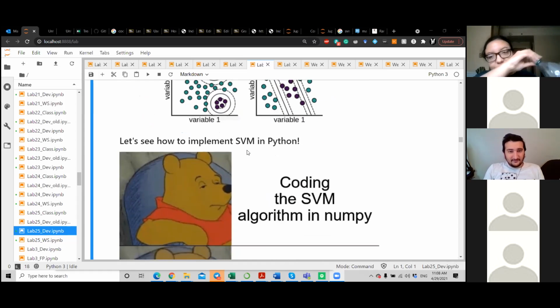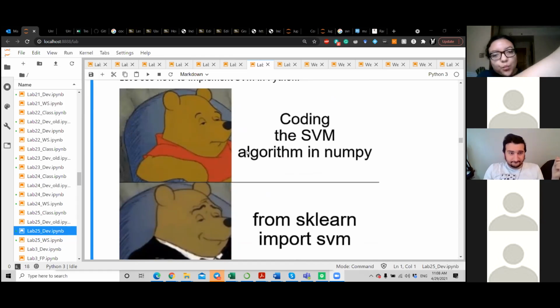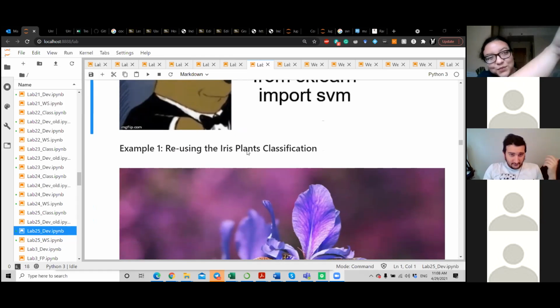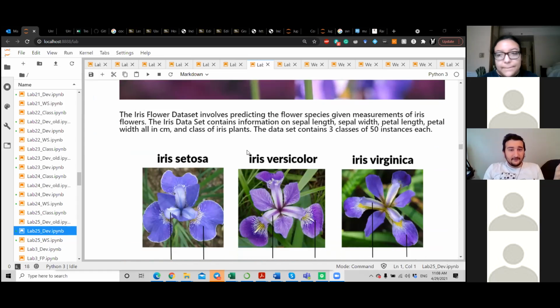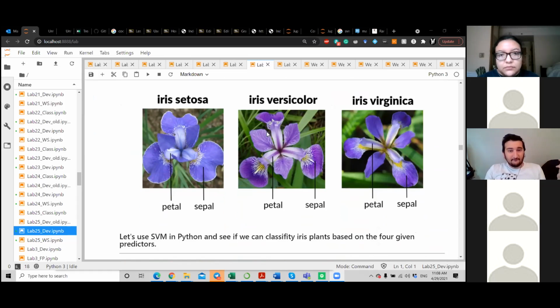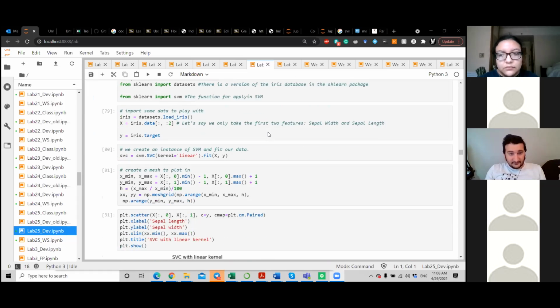So let's see how to implement SVM in Python. We are going to reuse our iris plants classification dataset. You remember this problem? Yes. We have three kinds of plants. We are trying to classify them based on a bunch of input features.